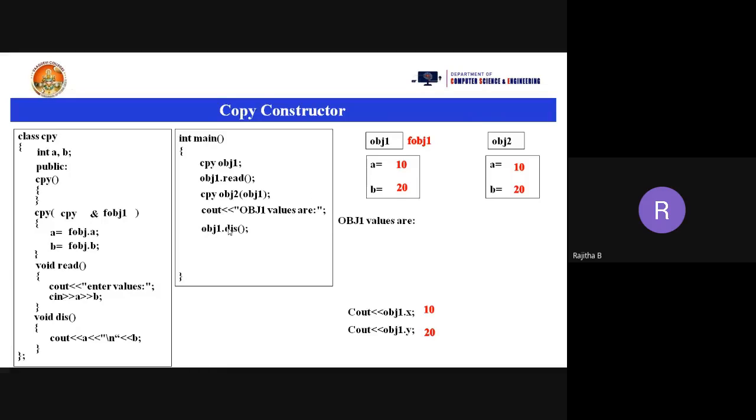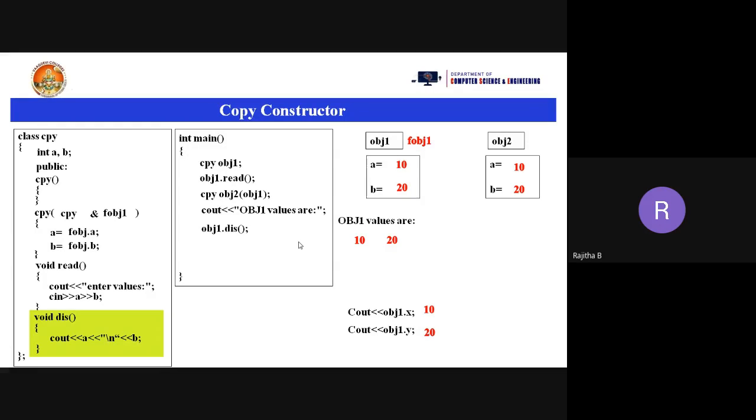When you call this function, it goes to the display function definition, and this function will be executed. The statement is cout of A and B values. 10 and 20 will be displayed, and those belong to obj1, because I am calling the display function with the object obj1. So obj1's data member A and B values will be displayed here.